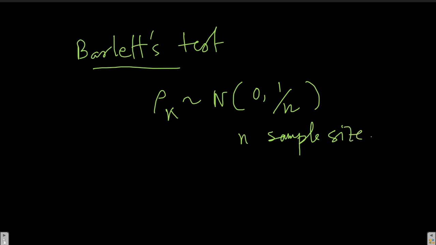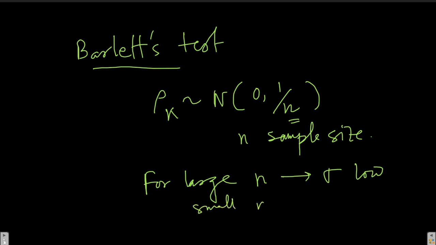Now, you can see that this depends on the sample size and nothing else. I'll just explain intuitively why this is the case. For large n, the standard deviation is going to be low. Sigma is low, right? For small n, sigma is going to be high. It means that for large n, with a large sample size, I'm going to see very low variation.